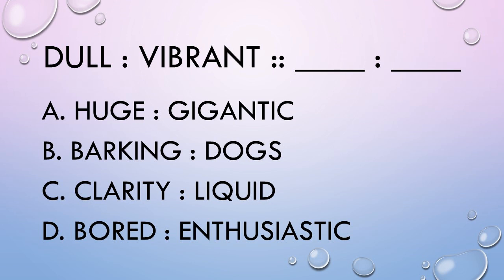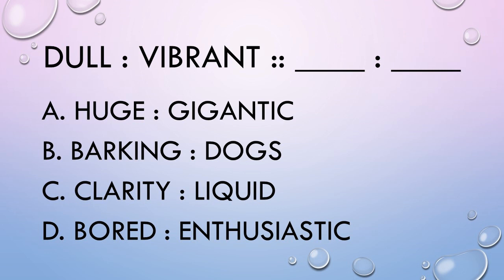Let us look into the choices. Letter A, huge and gigantic. These two words are synonyms. Therefore, letter A is not the correct answer. Letter B, barking and dogs. Barking is a verb, unlike dull, which is adjective. Therefore, letter B is not the correct answer.